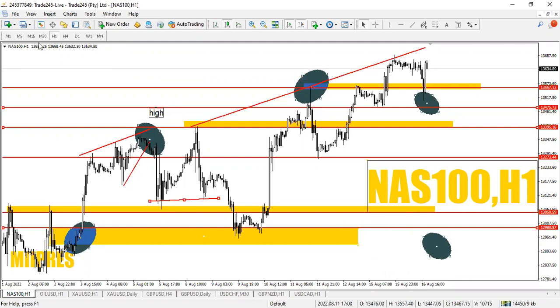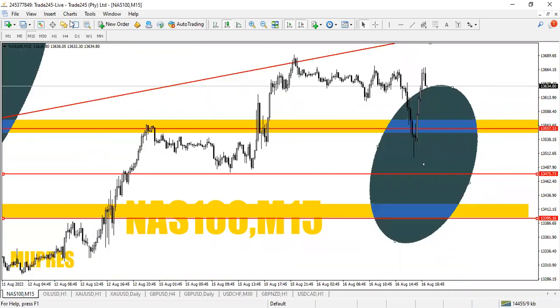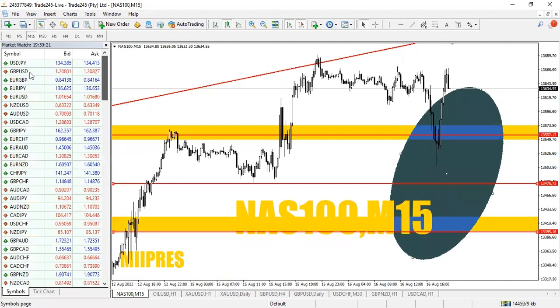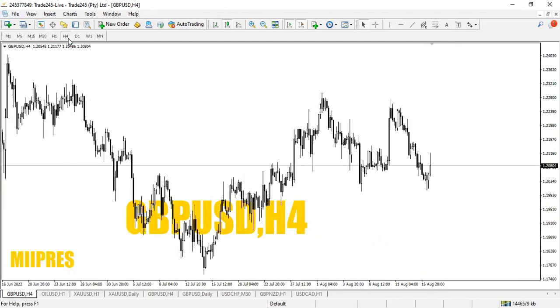Okay, so what I want to talk about tonight is simple: zooming in on a higher time frame, trying to look for a movement on a smaller time frame. Okay, let's go over even to GBPUSD. As you guys can see that.